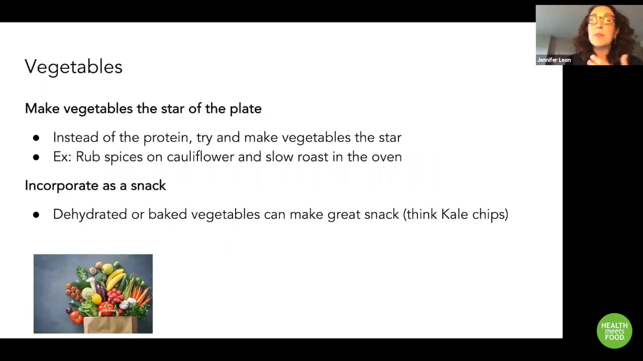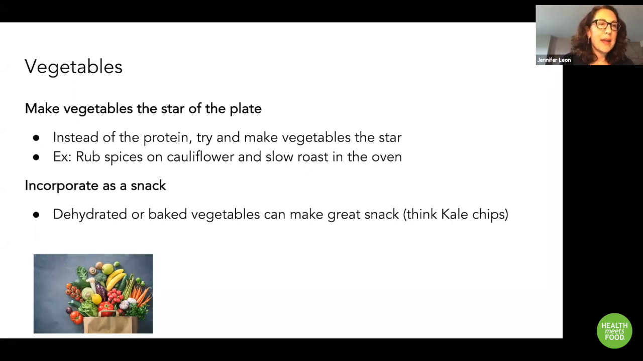You could think about preserving them literally as preserves or as jams, just cooking them down in the pot with a little bit of water and some other spices or seasonings, and can make it into a beautiful sauce.